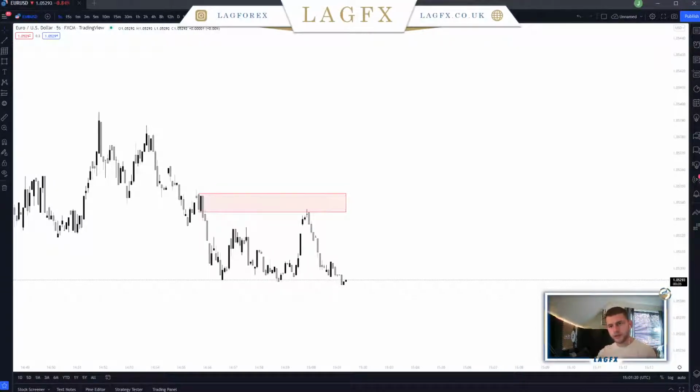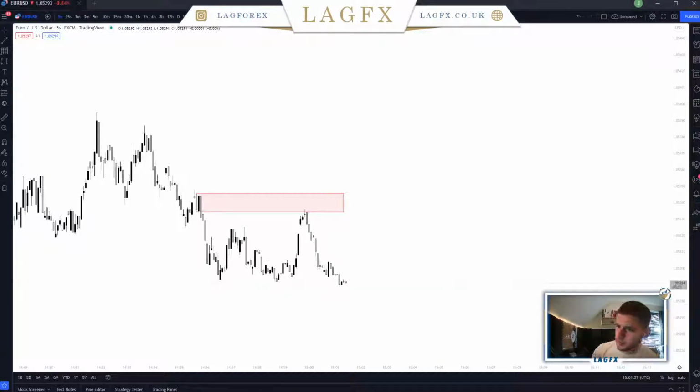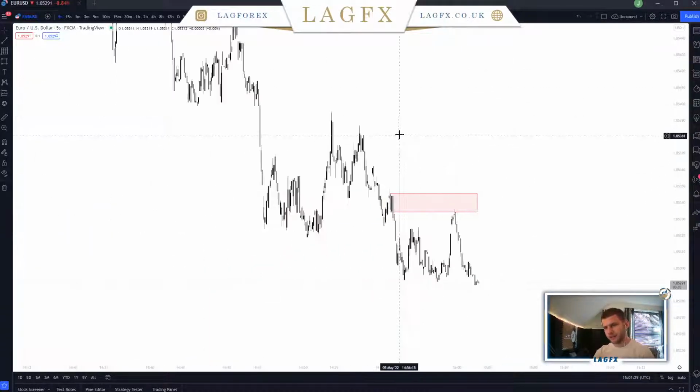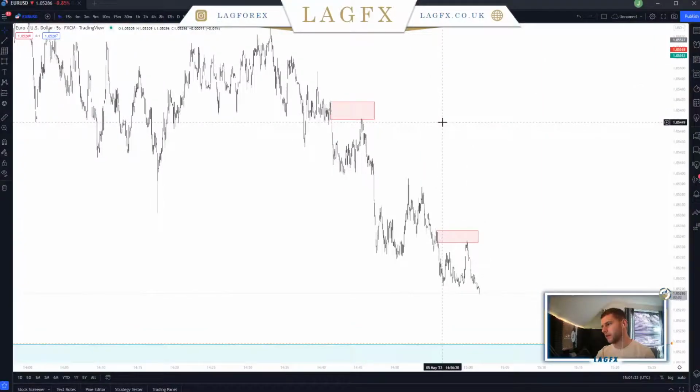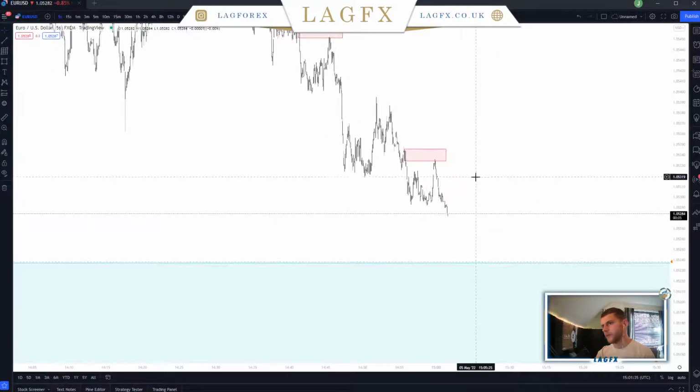Apologies about that, everybody. The dog was trying to get in the room, so we had to send him down. Just profited from EURUSD, thank you. It's perfect. Exactly what we like to see. I think within the next couple minutes, we're probably going to get a tap into this region.